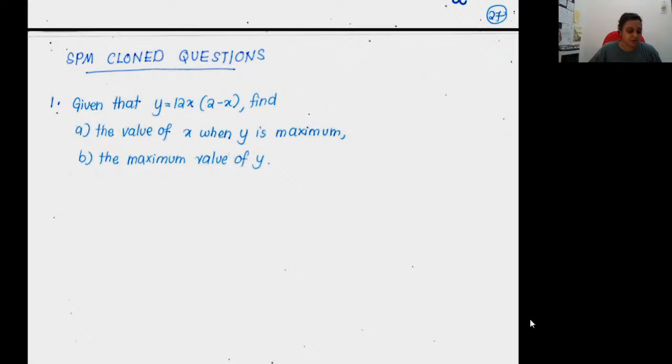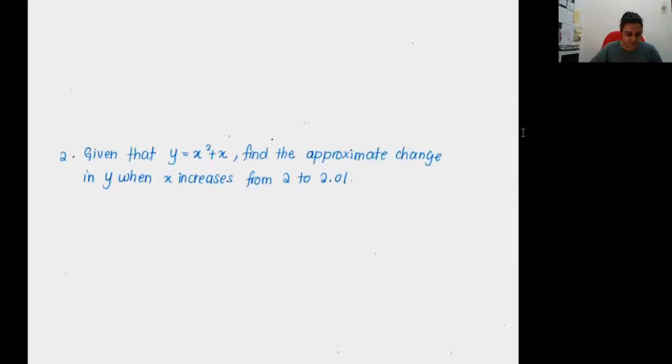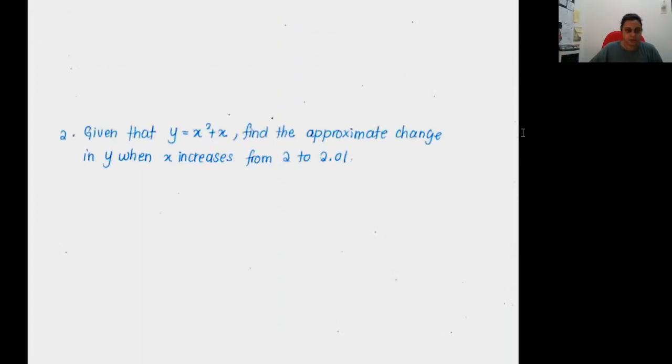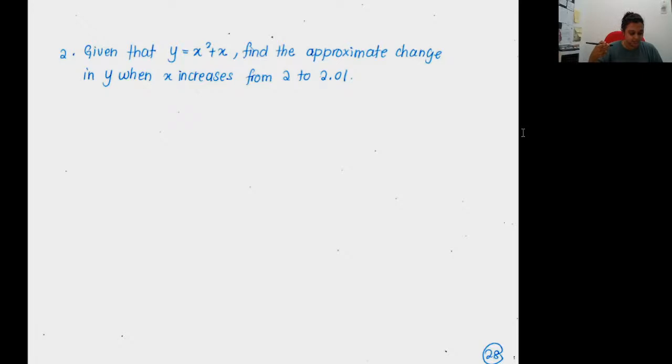For question 1, the value of x when maximum is 1, and y will be 12. Just write down all the answers first. For number 2, approximate change, give this one a try. Follow the way we did just now. Approximate change will be delta y, so you will get 0.05.